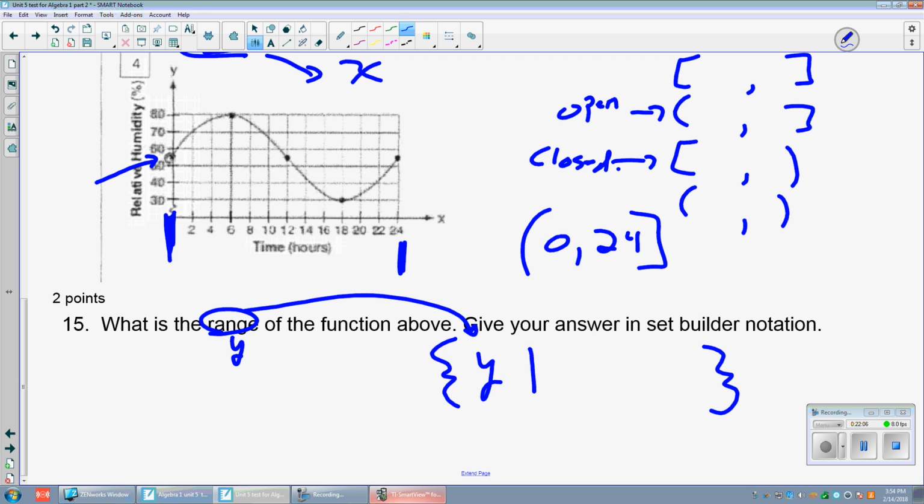What's the range of the function above? Give your answer in set builder notation. Range, what did I say range was? The y values. The y goes up and down, it's the vertical. It goes from 30 to 80. Are there any open circles? That's closed. That's closed. Less than or equal to. What goes in there? The y.